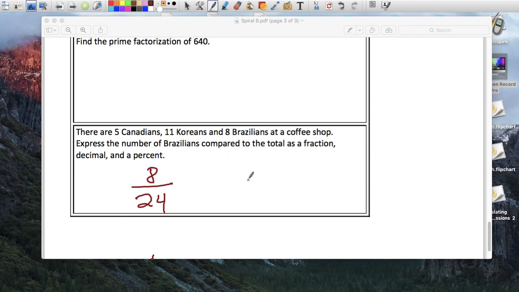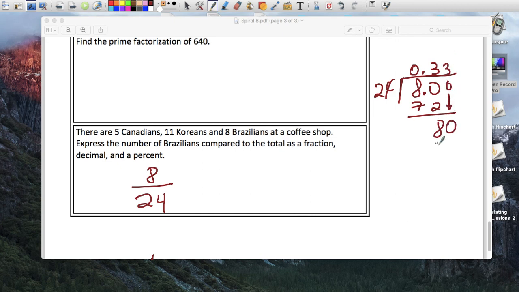We want to change this to a decimal. One way you can change this to a decimal is to find its equivalent as something over 100, if you want to go to percent first. But with 24 and 8, nothing's going to work. So I'm going to do the long way, which is just divide. To change a fraction to a decimal, divide 8 divided by 24. Nope. Add a 0. 3 times 4 is 12, goes 1, 72, that works. And then it's going to be 8 left over. I'm going to add another 0.